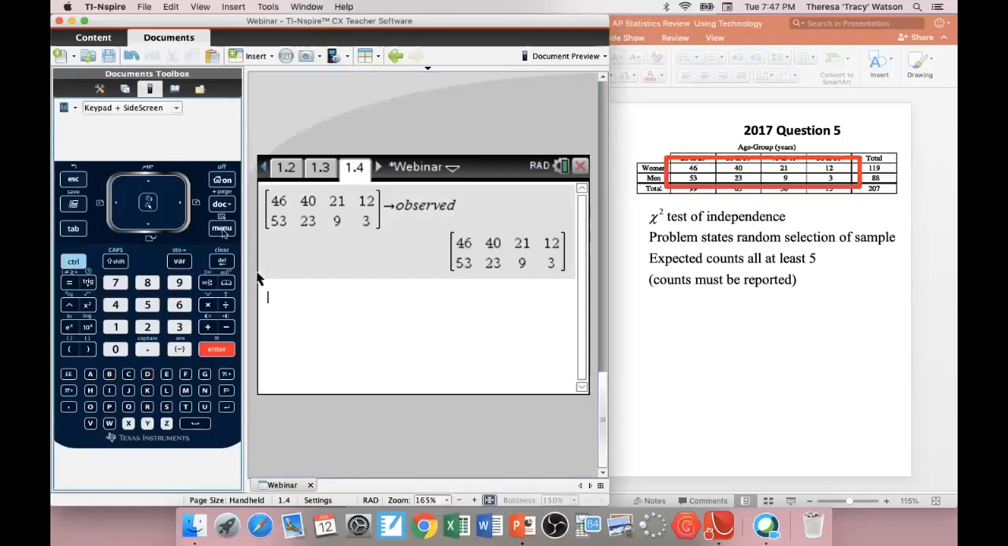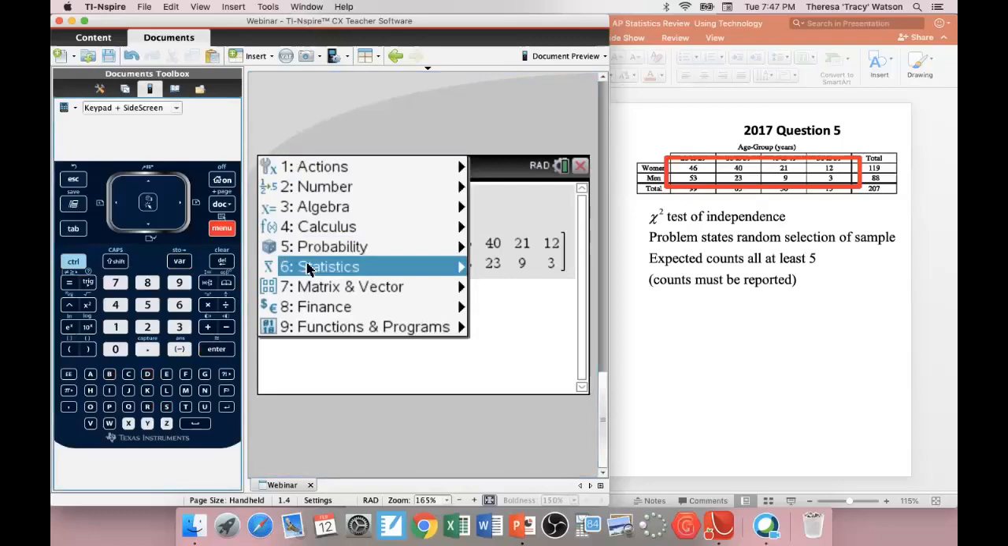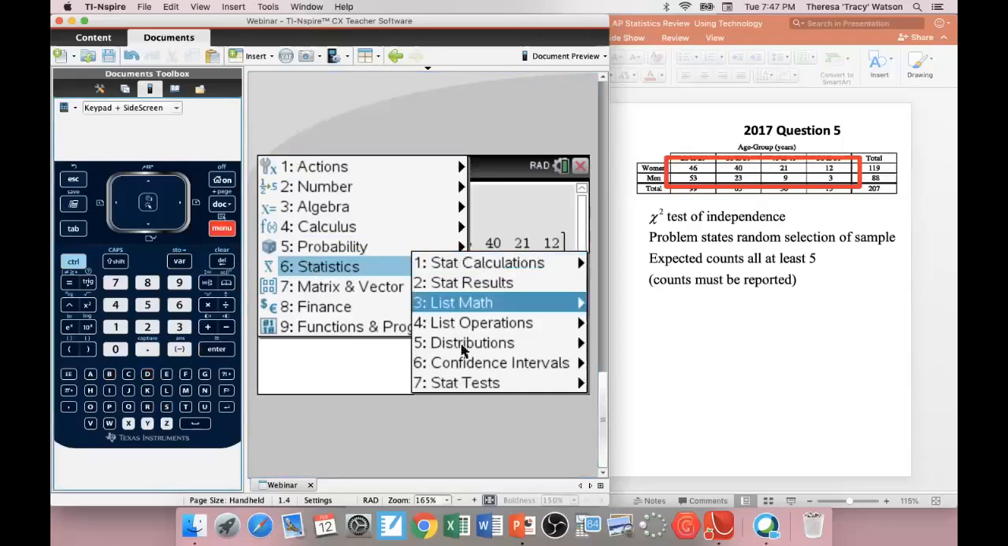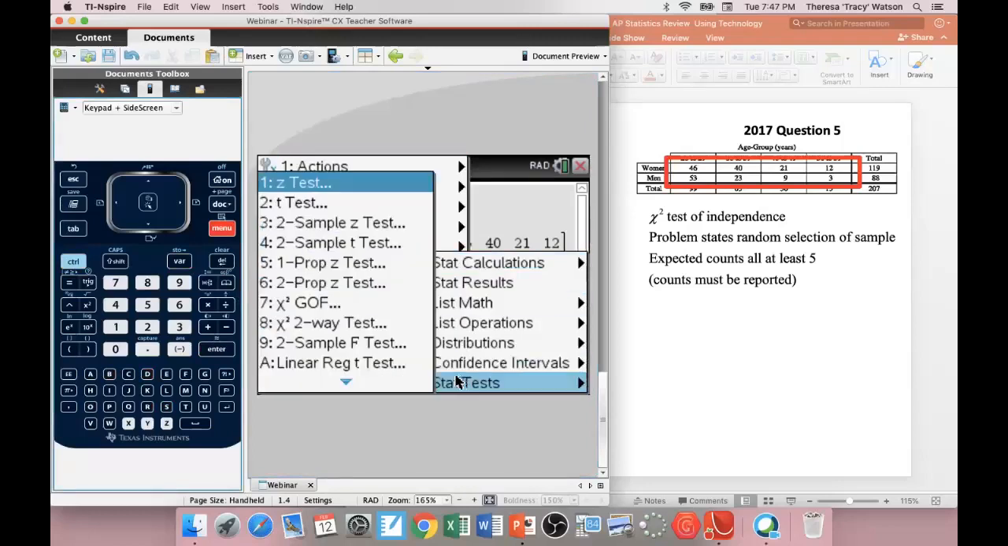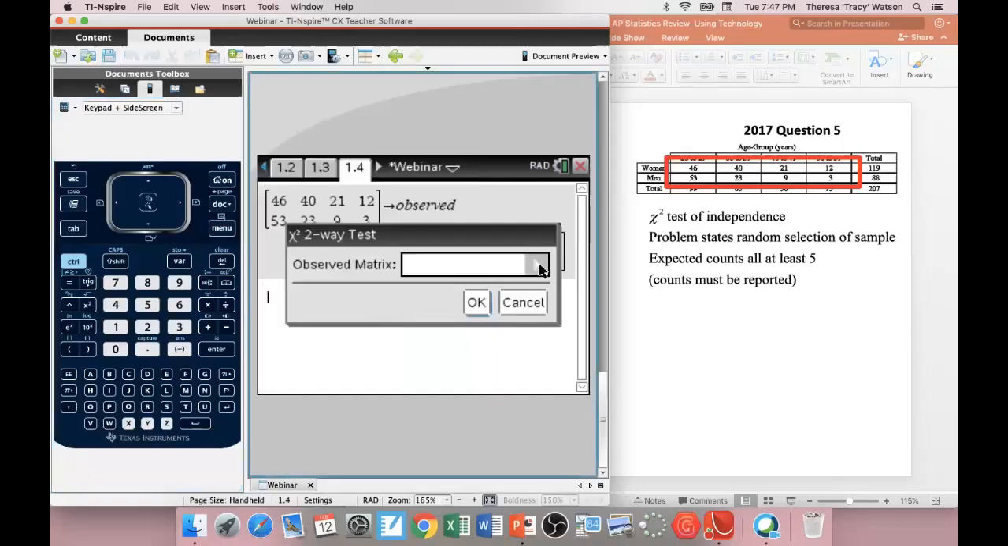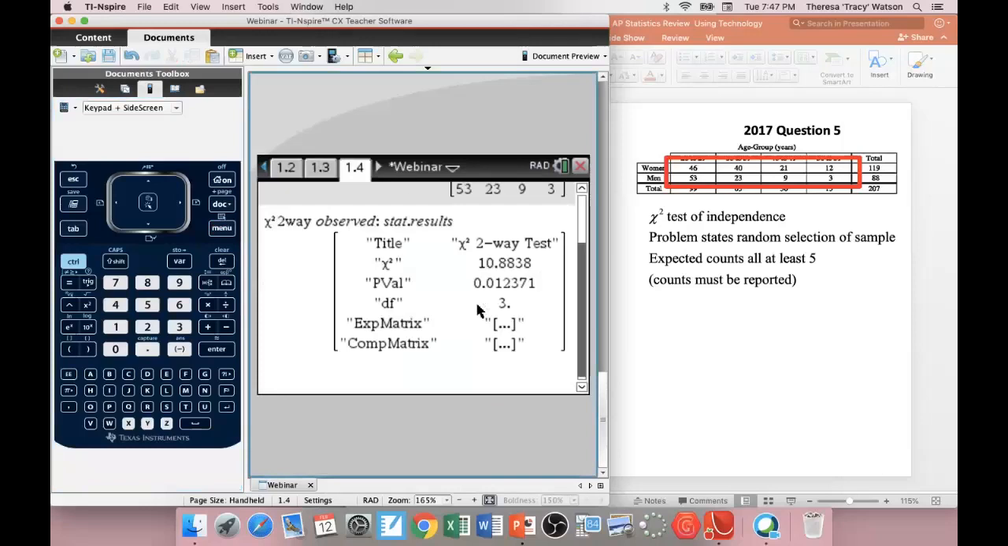So I'm going to go ahead and run it. Menu, statistics, statistical test, of course. And there are 2 chi-square tests. We're doing a two-way test. This is the one where your data is in a matrix, because that's the first question it asks. What is the observed matrix? So I just hit the right arrow, and I already have the matrix there. And now I have all of my information.